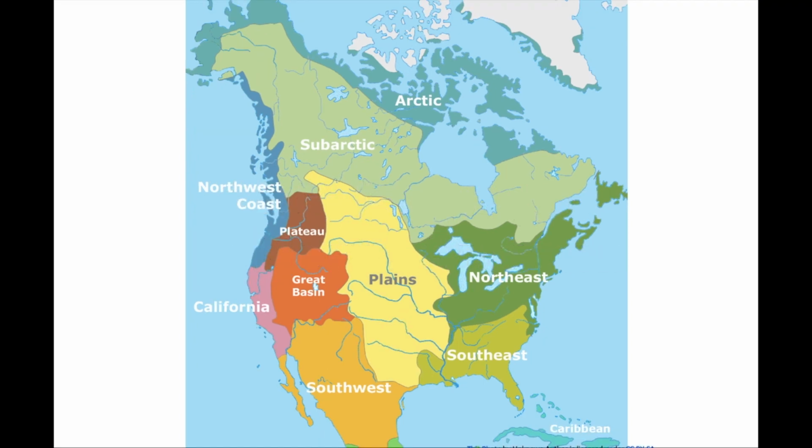Here's a look at the different regions of North America. The Arctic up here is near the Arctic Circle. This would be subarctic, which would be the northern part of Canada. This would be the northwest coast. This area in present-day California would be known as California. This is the Great Basin. This would be the Plains region or the Great Plains. This would be the Southwest region. This would be the Southeast region, and then the Northeast region. And we here at Lower Merion are situated in this area.